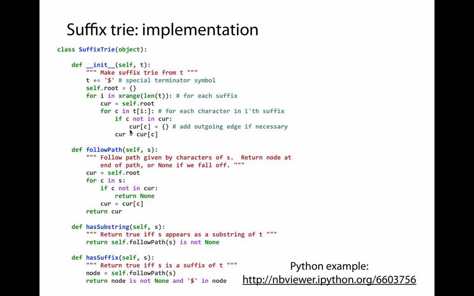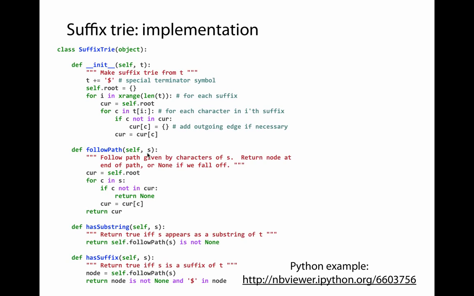So this creates the suffix trie. It's pretty simple. This function here is a helper that allows us to basically go from the root of the suffix trie and follow a path corresponding to the characters in some string s. So this is something that we were doing repeatedly in all of the examples that we saw previously.